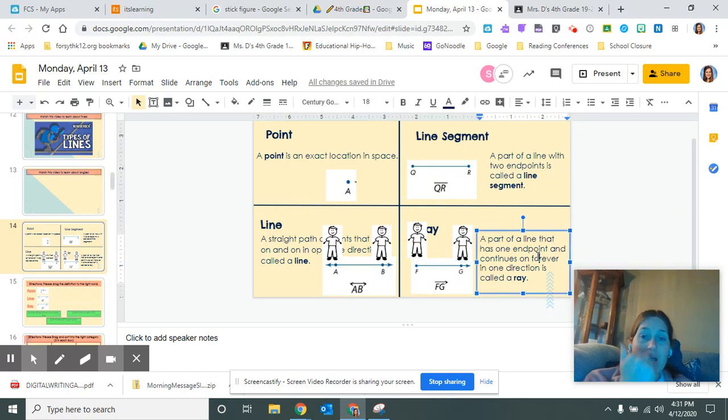Okay, so there's the difference between our vocabulary words. If you see an arrow after the point, you can keep on going. If you don't have an arrow, you have to stop. Okay, so we have a point, we have a line segment, we have a line, and we have a ray. Okay, hopefully this explains a little bit more about our different lines.